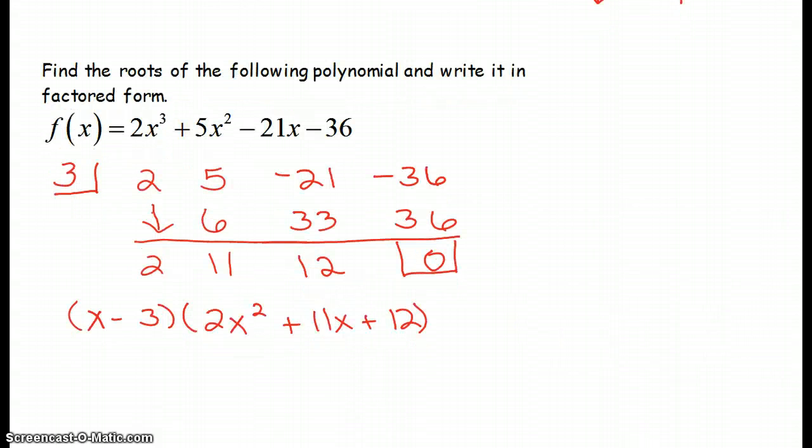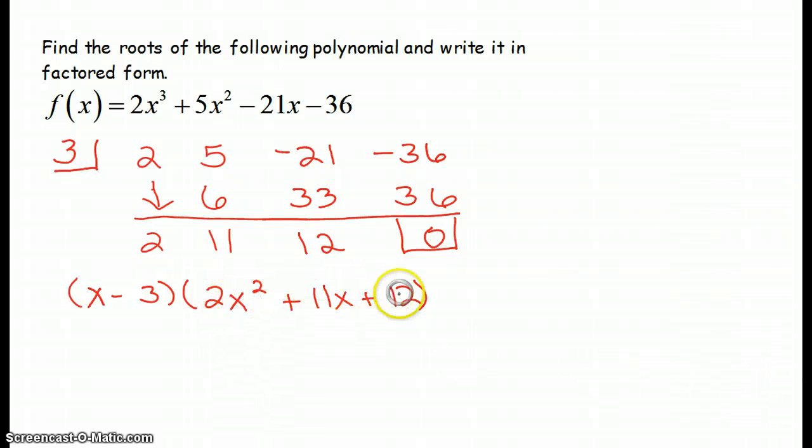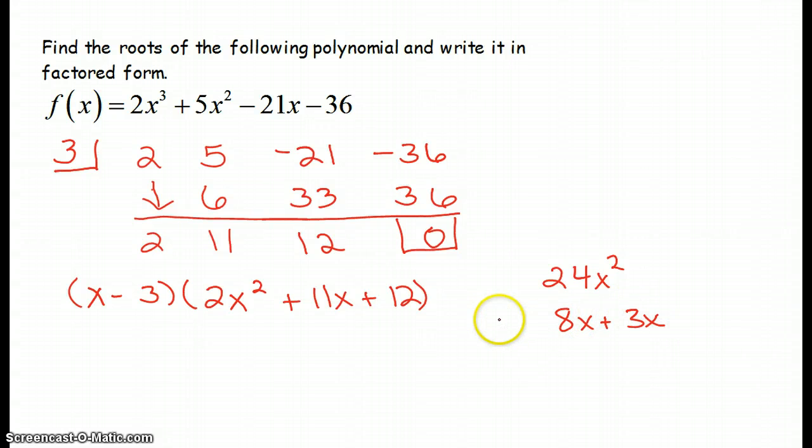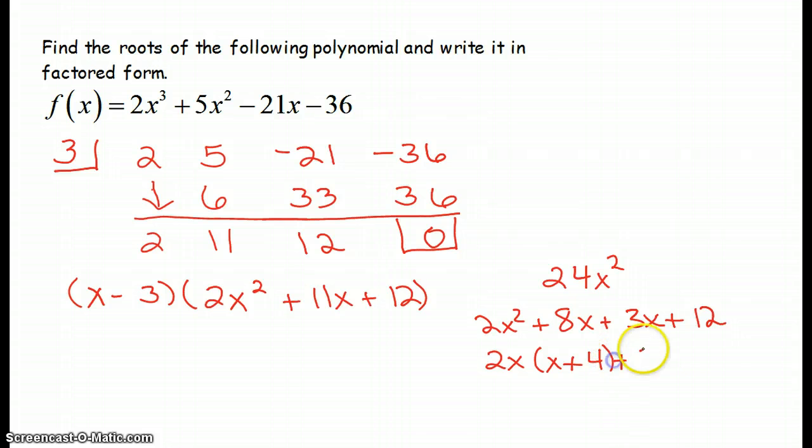Now, is this completely factored? Well, I could multiply 2x squared times 12, and I would get 24x squared. And then I want factors of that to make an 11. That would be 8x plus 3x. Turn it into the 4 terms, so 2x squared plus that, and then plus 12 on the end. So what's in common in the first 2 is 2x, and I'm left with x plus 4. And then what's in common in these 2 is a 3, so it's 3 times x plus 4.